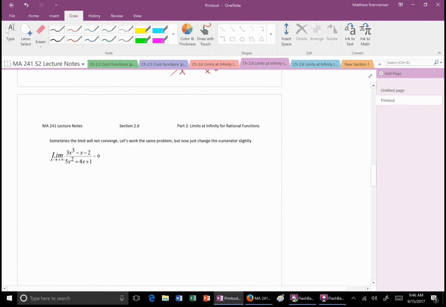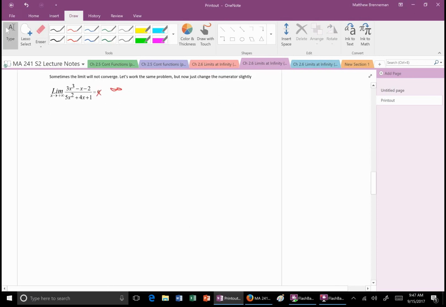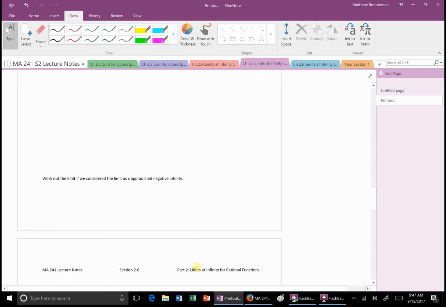So let me do one example with roots, and I'll let you do this. Actually, we want to show that this is infinity. Change that to infinity. So if you go through the same rules, you can convince yourself that this limit is not 0. It's infinity. I'm going to leave that as an exercise.